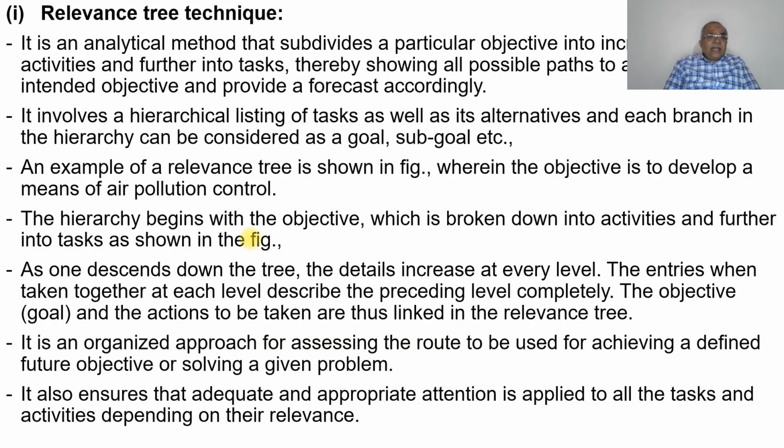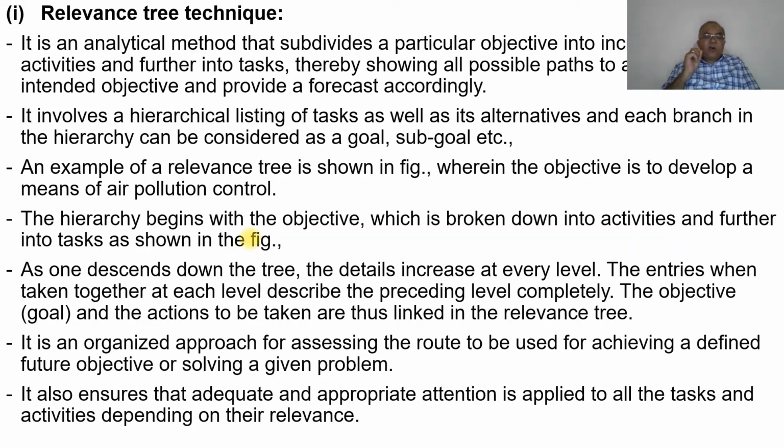An example of a relevance tree is shown in the figure, wherein the objective is to develop a means of air pollution control. The hierarchy begins with objective, which is broken down into activities and further into tasks as shown in the figure. As one descends down the tree, the details increase at every level. The entries, when taken together at each level, describe the preceding level completely. The objective, the goal, and the actions to be taken are thus linked in the relevance tree.